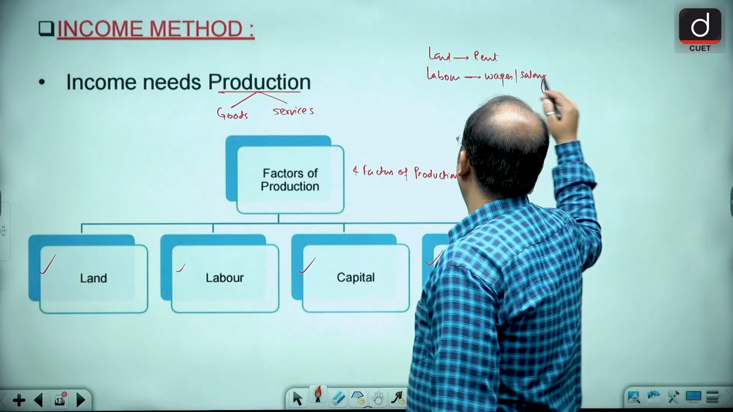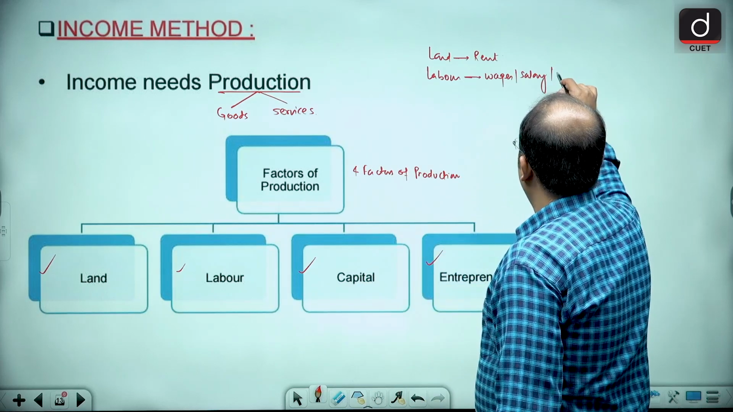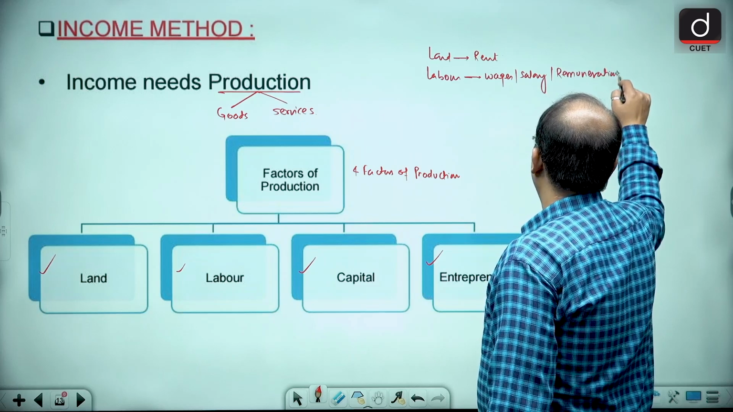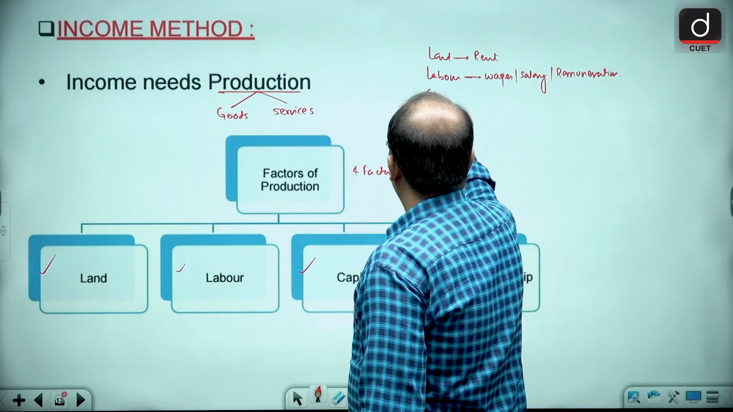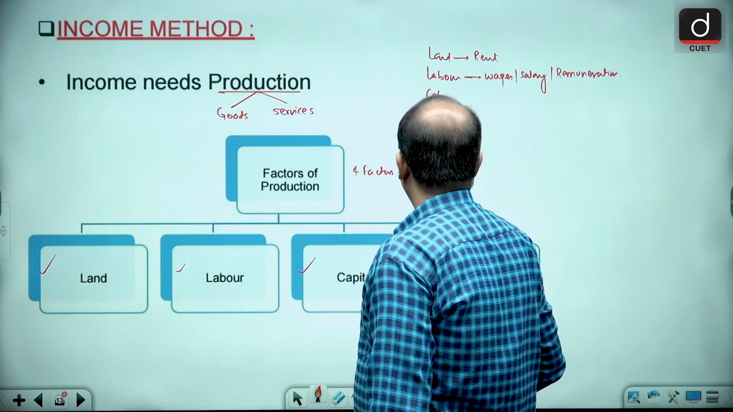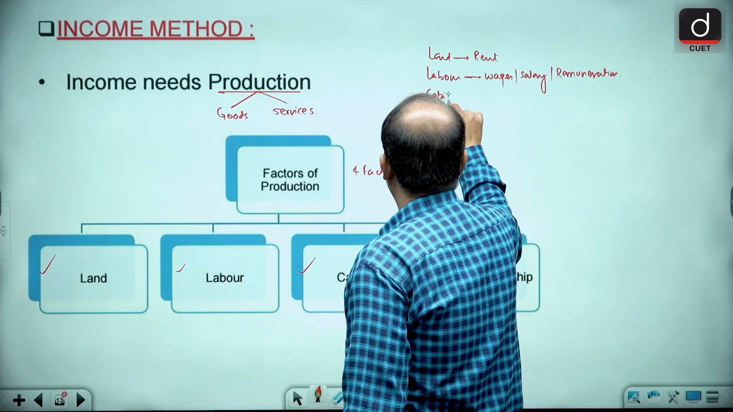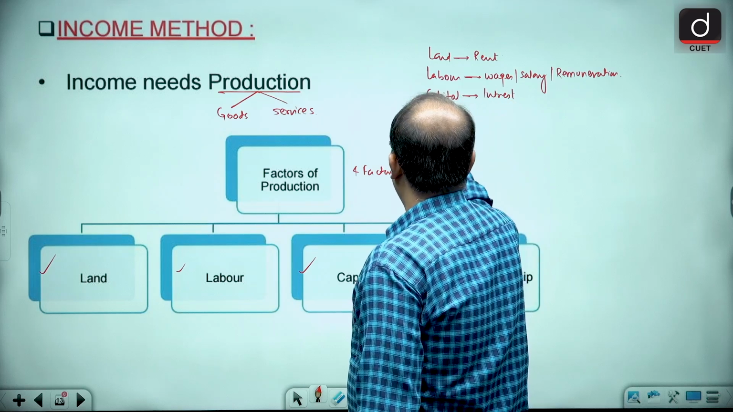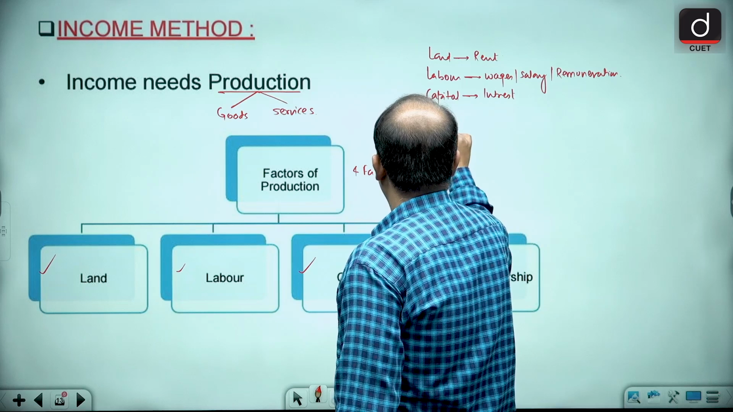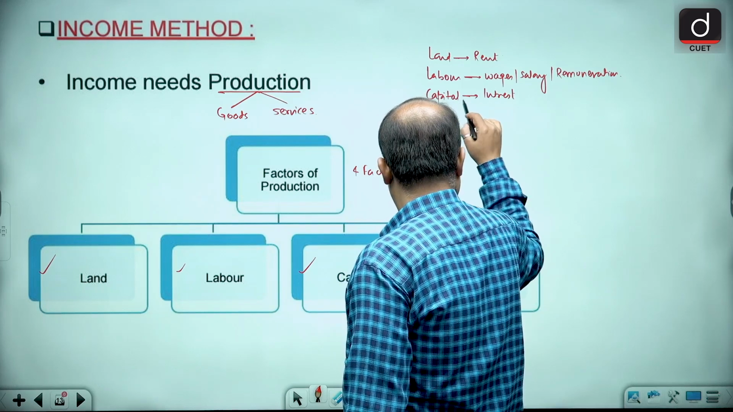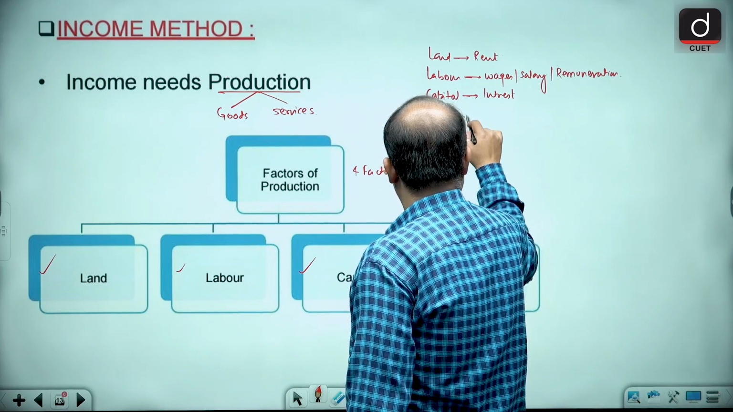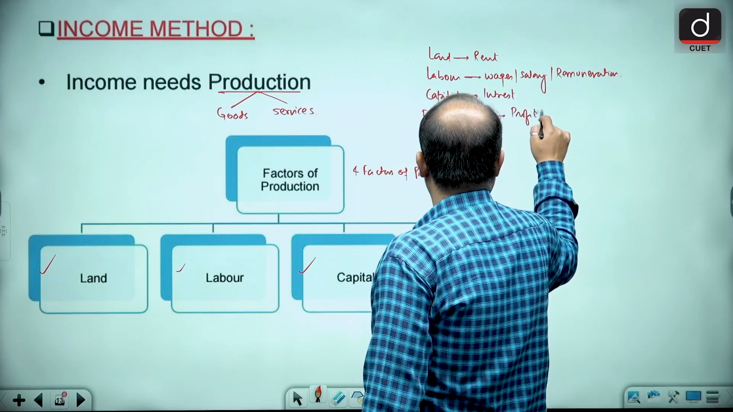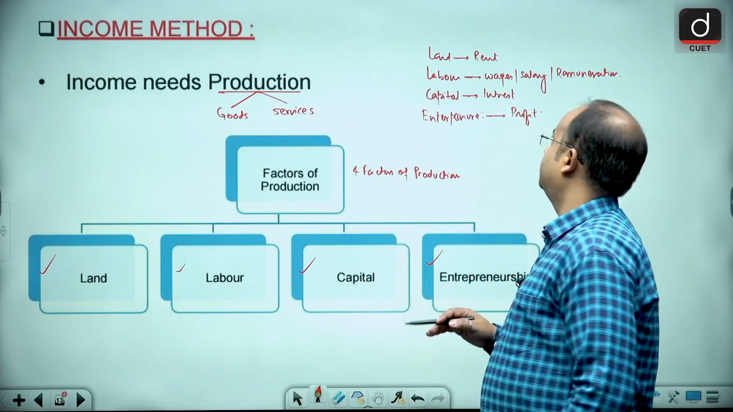salary, and if they are high paid, then remuneration. Then capital gives interest, and entrepreneur earns profit. So entrepreneur earns profit.